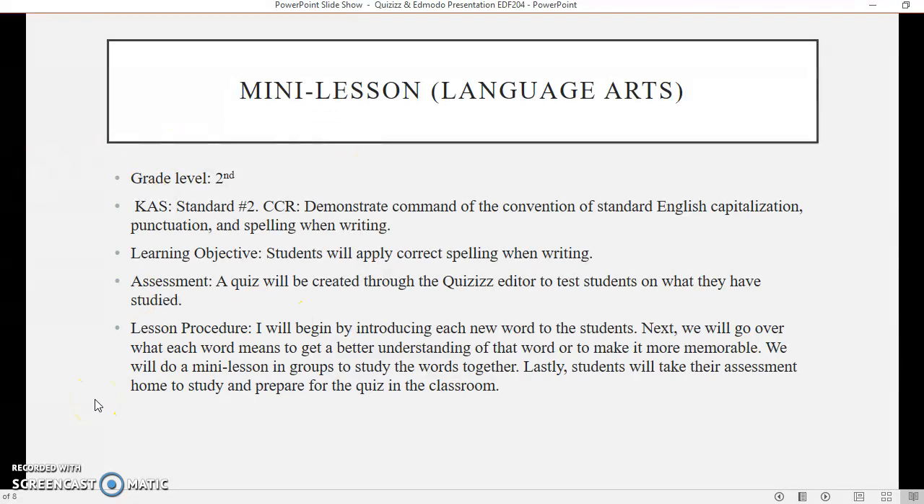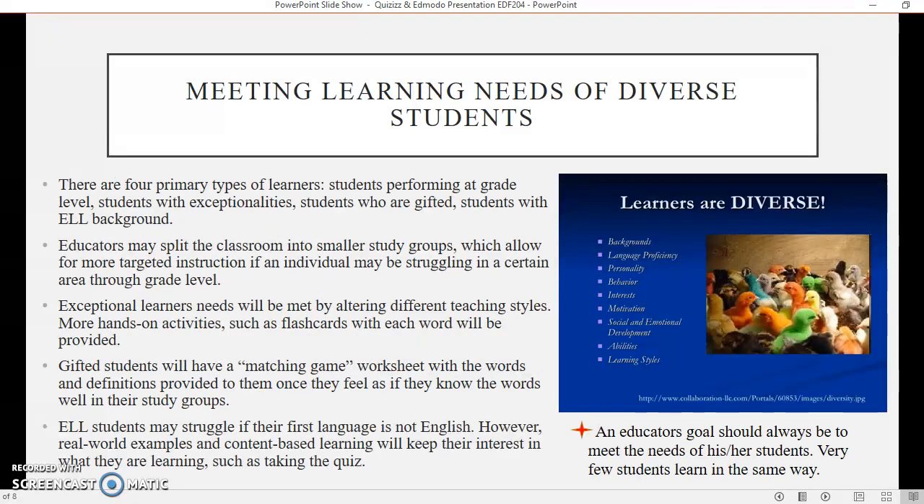She's going to introduce each new word to the students and go over each word to get a better understanding of what the word is and make it more memorable. Then there's a mini lesson in groups to study the words together, and then the students will take their assessment, and that will show us teachers what they know and what they don't know. And here's how it meets the needs of diverse students.